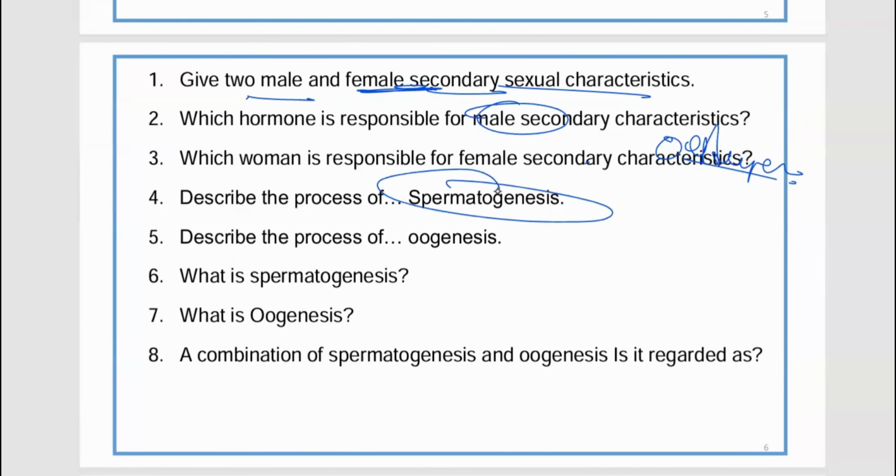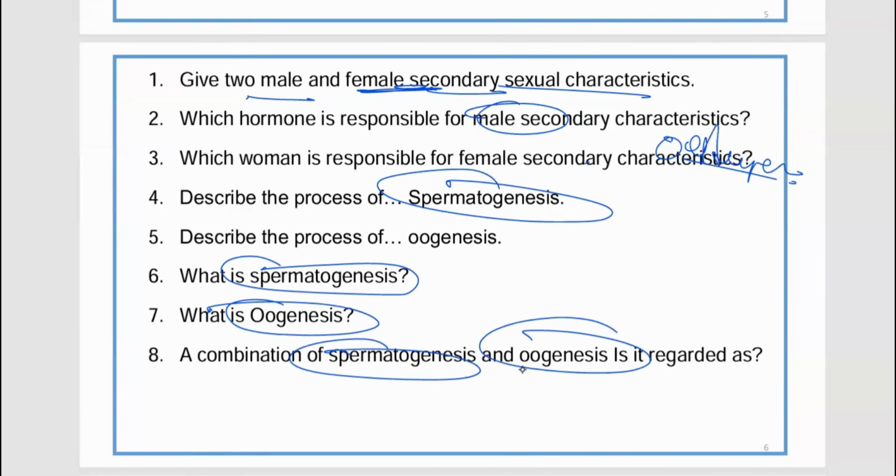Describe the process of spermatogenesis. But what is spermatogenesis? It's the formation of sperms. What is oogenesis? It's the formation of ovum. And when you combine spermatogenesis and oogenesis together, what do you form? You form what we call gametogenesis, because these are gametes.